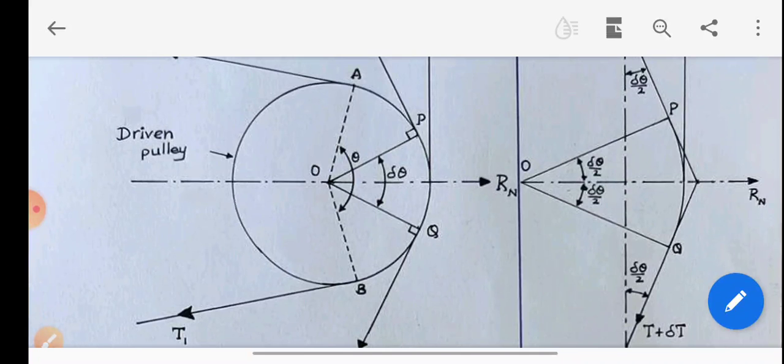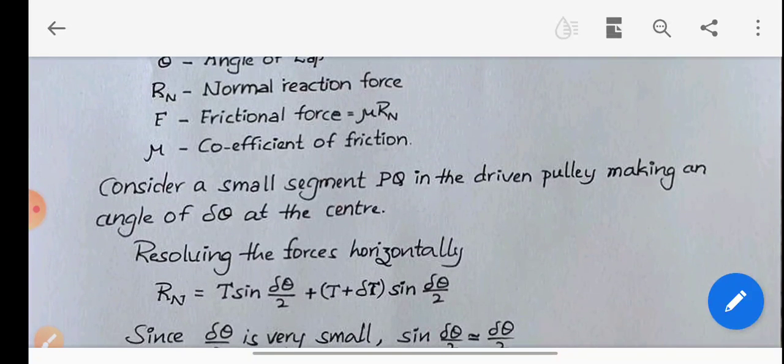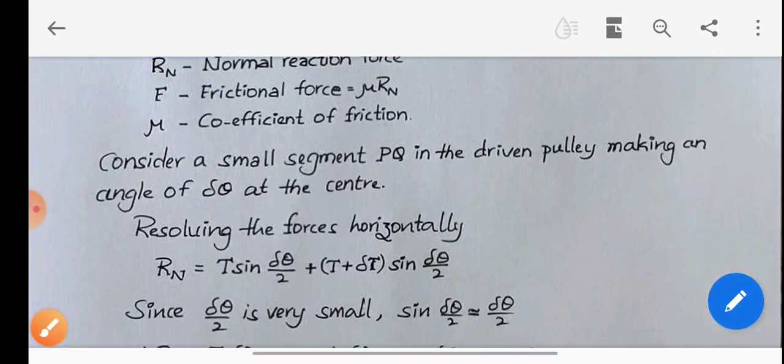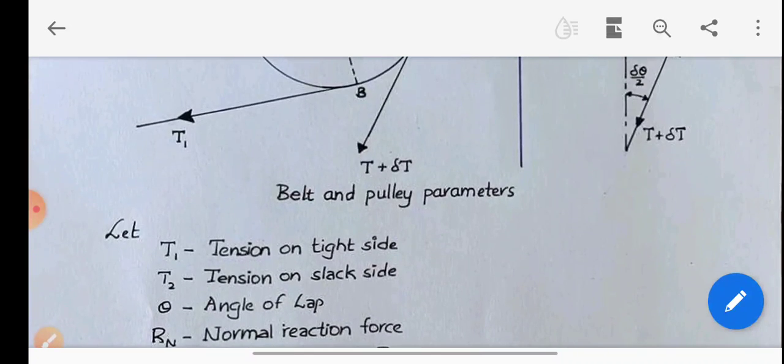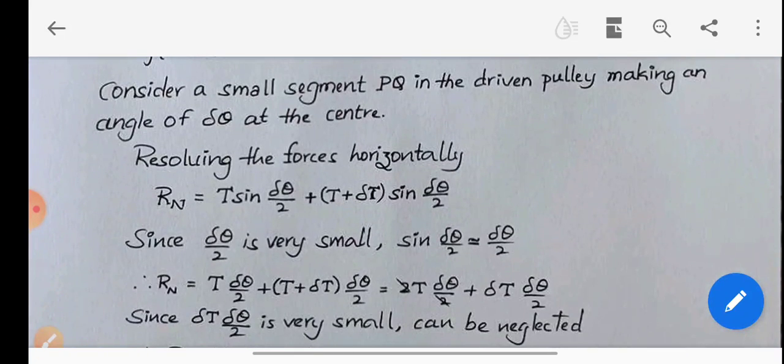Now as I said, I will consider a small segment PQ in the driven pulley making an angle of delta theta at the center. So here you can see it is making an angle of delta theta at the center. Now what I will do, I will resolve the forces. I can resolve the forces horizontally and vertically. This is your basic mathematics which you have learnt already.